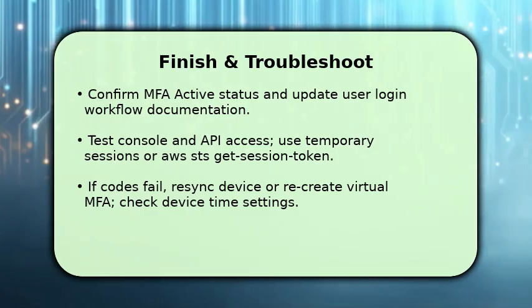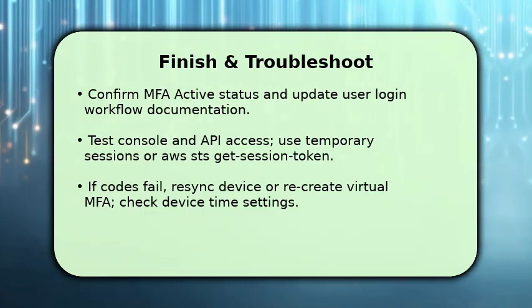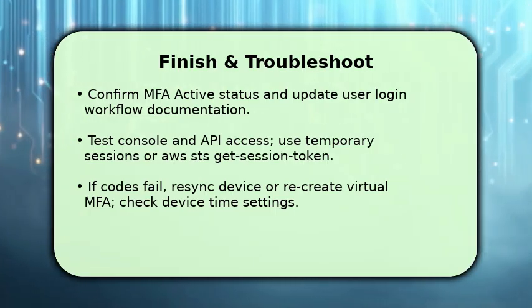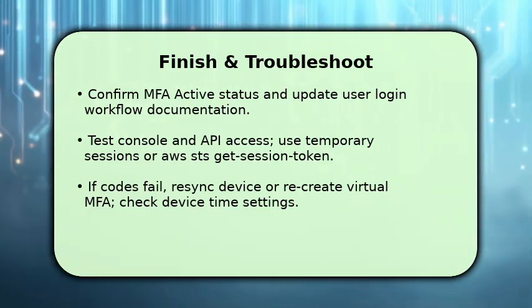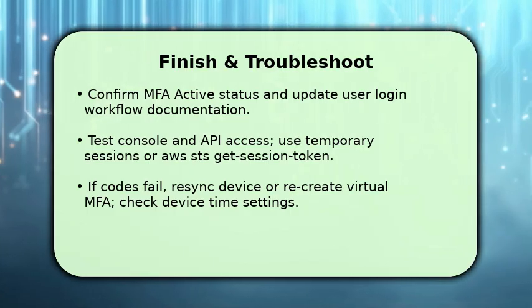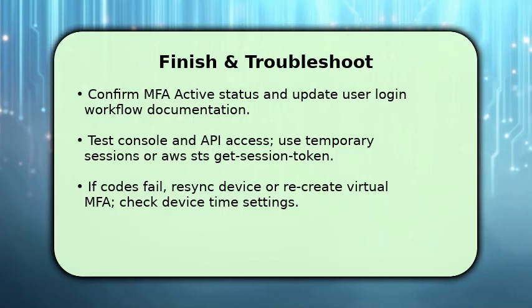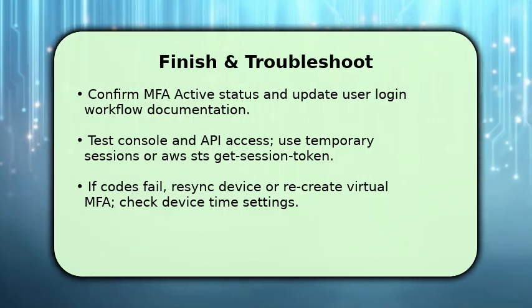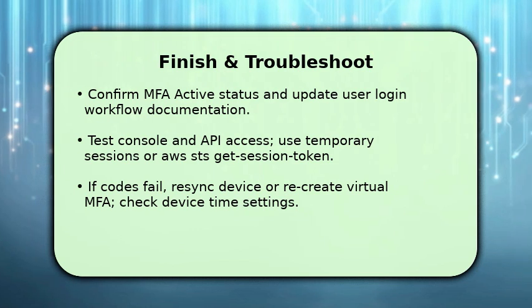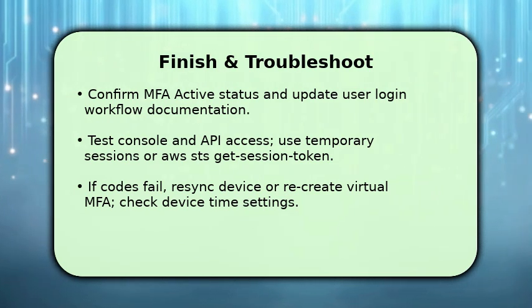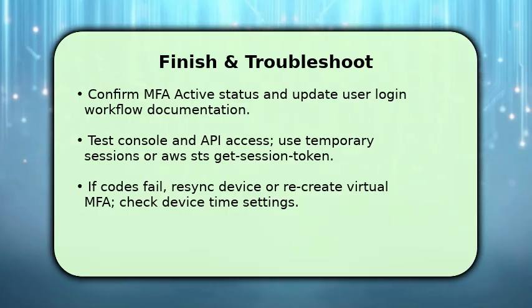Once enabled, test both the console sign-in and any API calls that require MFA by obtaining temporary credentials via STS if applicable. If you encounter failed codes, make sure the phone clock is set to automatic network time. An incorrect clock causes desync. If problems persist, remove and recreate the virtual MFA device in IAM, then repeat the two-code validation to restore service.